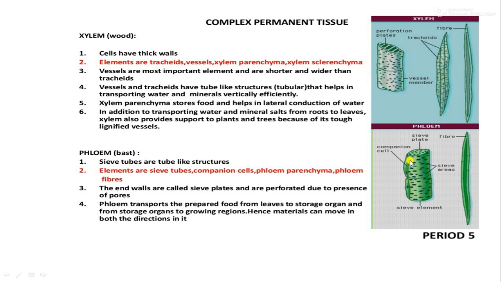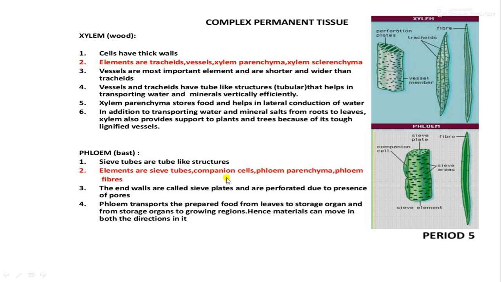Okay, and sieve tubes always have parenchyma cells with them, which are called companion cells. Okay, these companion cells are cells associated with the sieve tubes. So these cells are always friends of sieve tubes. Always associated with this. That is why the companion word meaning is friend.